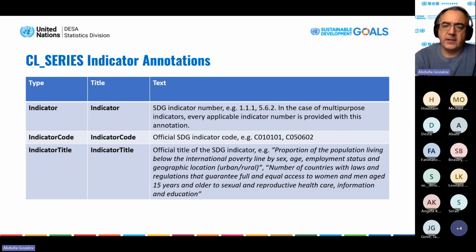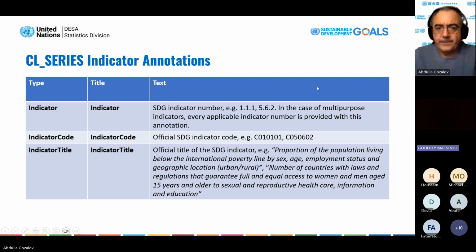And in the case of national data structures, it can actually be important because, unlike the global indicator framework, national indicator frameworks are usually less widely available. So I would suggest that you use indicator number and indicator title in your CL series code list. Any questions so far?